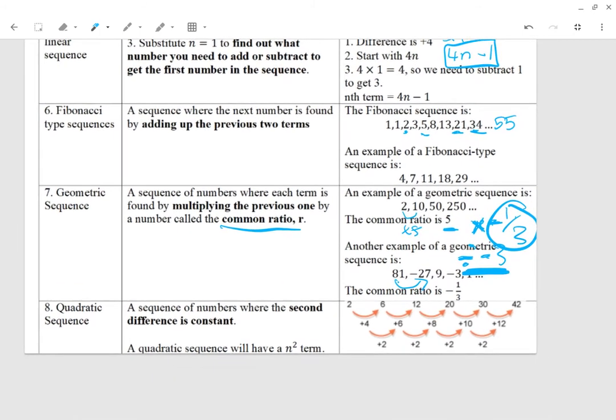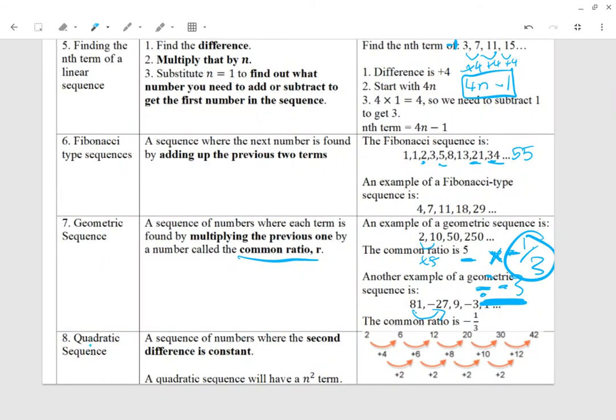Okay? Then the last type of sequence you need to know about is a quadratic sequence. Now this is where the second difference is constant. So as you can see here, the second difference is 2. So first thing you do, you work out the first difference, which is 2 to 6 plus 4, 6 to 12 plus 6, 12 to 20 plus 8, and so on. Then if you work out the second difference, basically the difference of this, that is always the same. Okay, so when the second difference is the same, that is called a quadratic sequence.